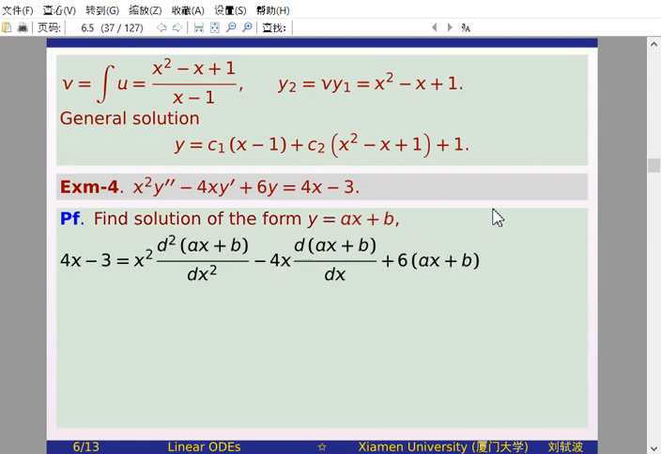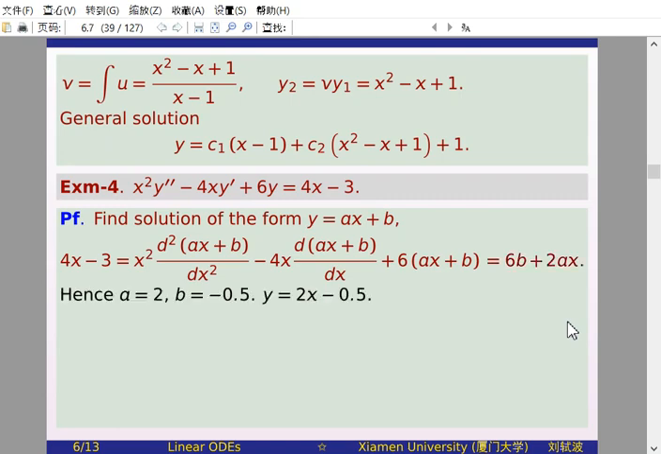To do this, we substitute this y into the equation. We obtain 4x minus 3 as the right hand side of the equation, which is equal to the result of substituting this y into the left hand side of the equation. By a little computation, the result is 6b plus 2ax. Therefore, a is 2 and b is minus a half. Therefore, y is 2x minus 1 over 2. So this is a particular solution of the non-homogeneous equation.